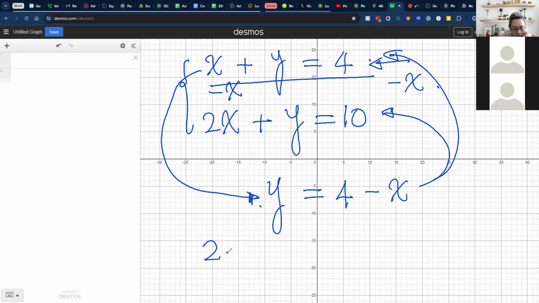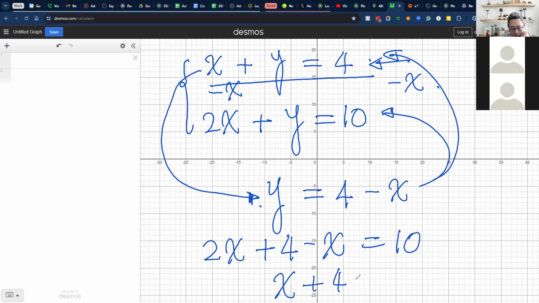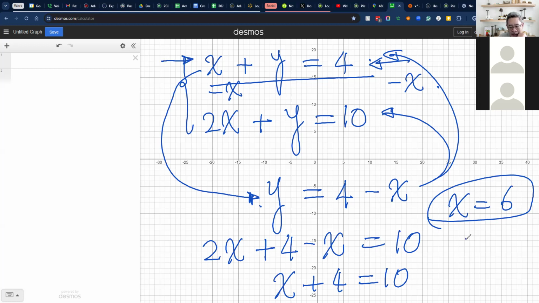And now we got 2x plus y. Y is what? 4 minus x. And that equals 10. Then 2x minus x gives us x. Then we got x plus 4 equal 10. Minus 4 on both sides, then x is 6. And once we find that, then we just go back to the easier one. So that means 6 plus y equals 4, minus 6 on both sides. Then y is equal to -2.